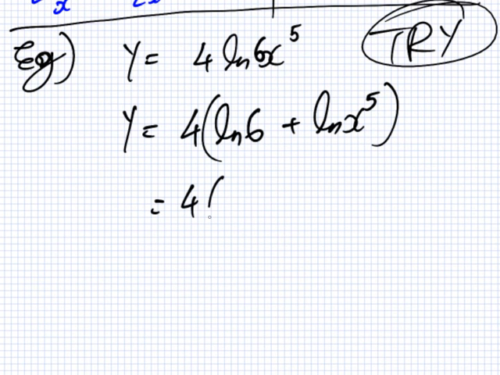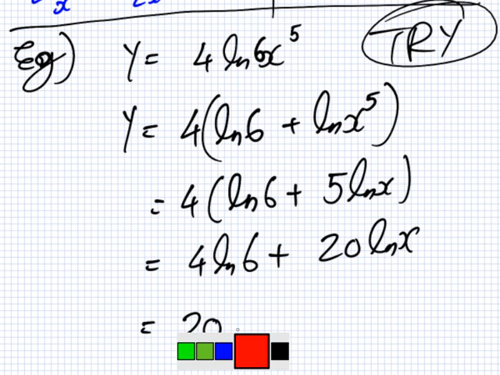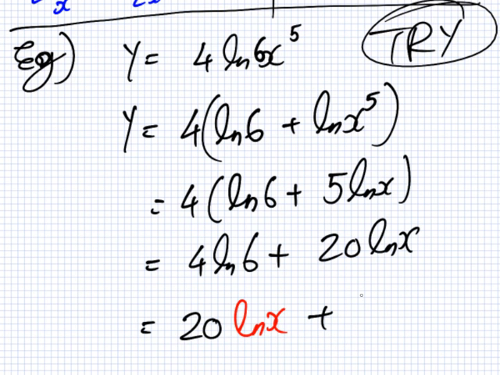Then what do you think would be the second thing I do? Not the 6, with the 5. 5 log x. And then the next thing I would do is change this into 4 log 6 plus 20 log x, or to be extra clear, 20 log x plus 4 log 6. Now the reason I had to do that is to make a log x, because my formula book is only for log x, not log 6x5.